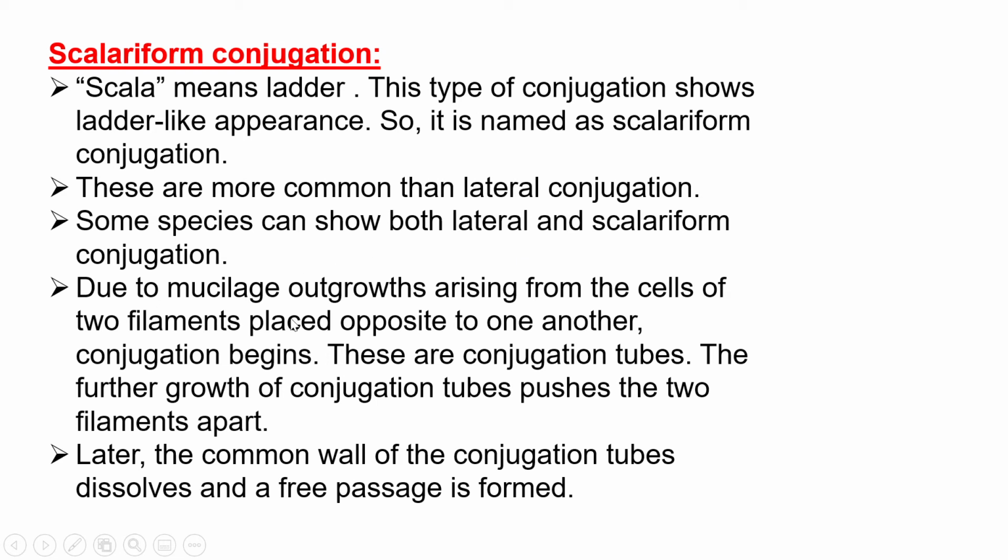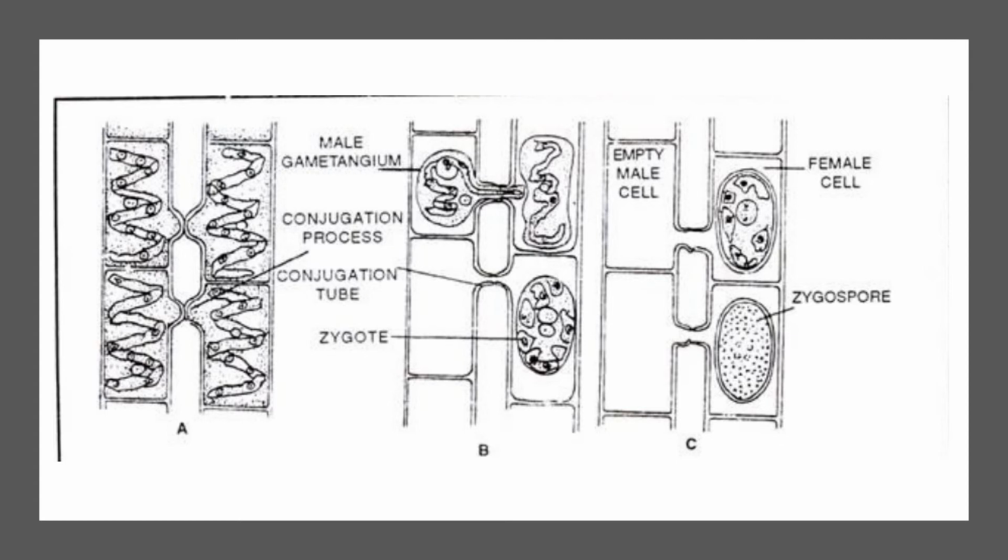Due to mucilage outgrowths arising from the cells of two filaments placed opposite to one another, conjugation begins. These are conjugation tubes. The further growth of the conjugation tubes pushes the two filaments apart. Later, the common wall of the conjugation tube dissolves and the passage is formed.